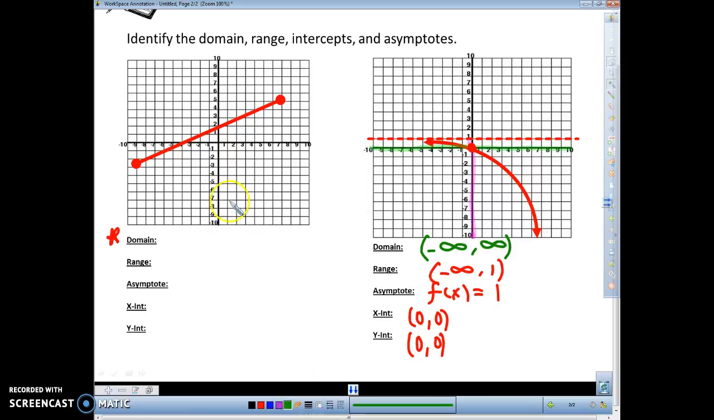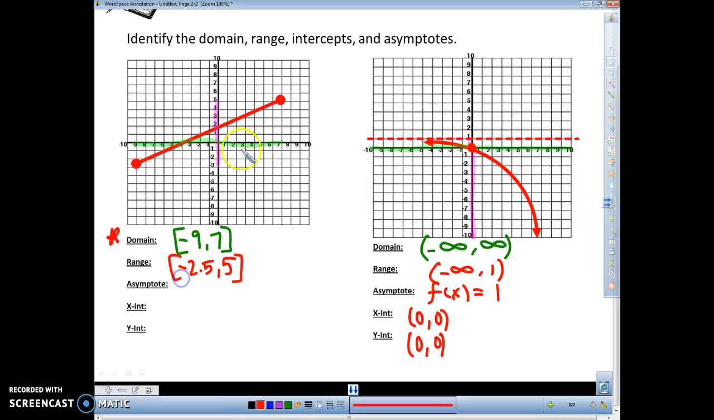Okay, hopefully you tried this one. For domain, my x values go from negative 9 all the way to 7. And my range values, let's say, negative 2.5 to 5. So negative 9 to 7 for the domain, and range values negative 2.5 all the way to 5.